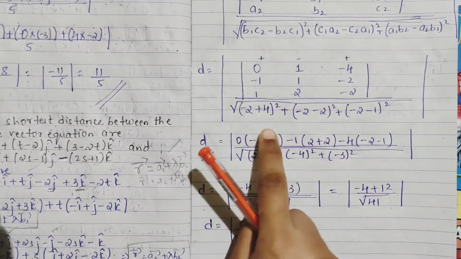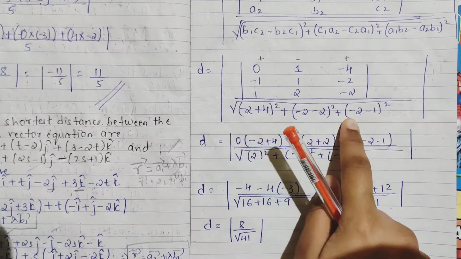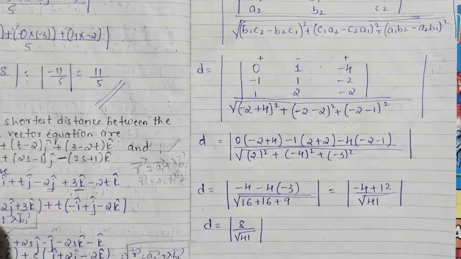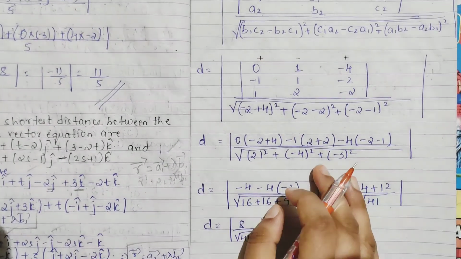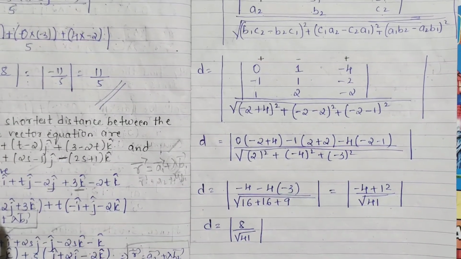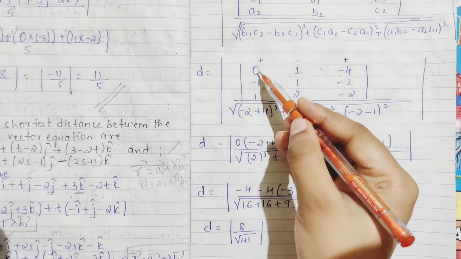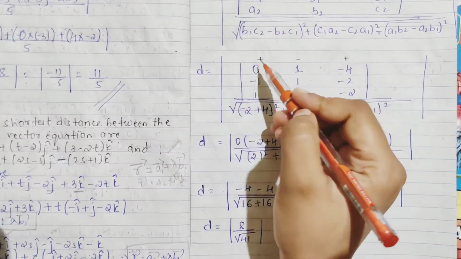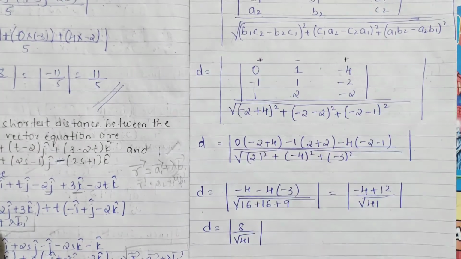I have written it: you will get minus 2 plus 4 whole square plus minus 2 whole square plus minus 2 minus 1 whole square. Just check if I have made any mistake in calculation while you do it. It should be right from both sides; it's not like I will always be right. So how do you solve the determinant? I have said you write plus, minus, plus. This is your determinant, this is your modulus, don't get confused.